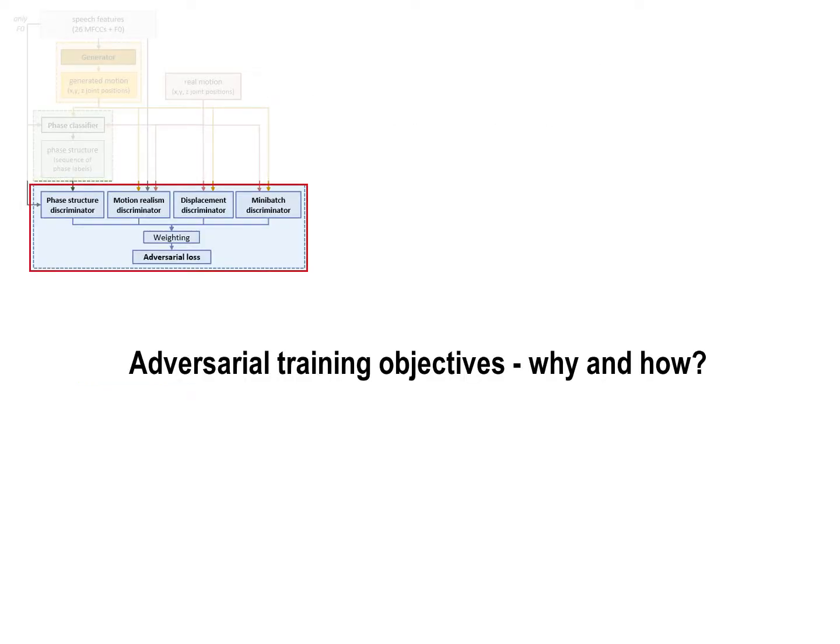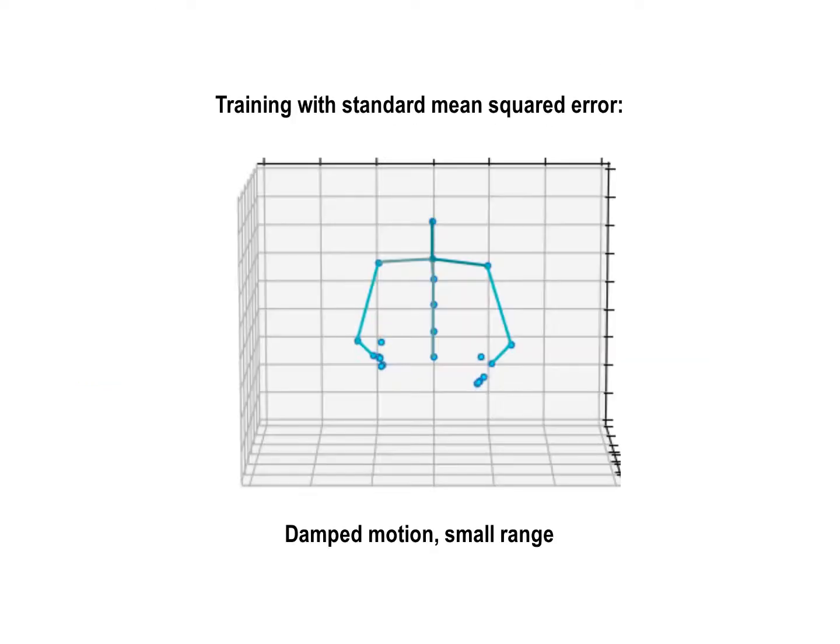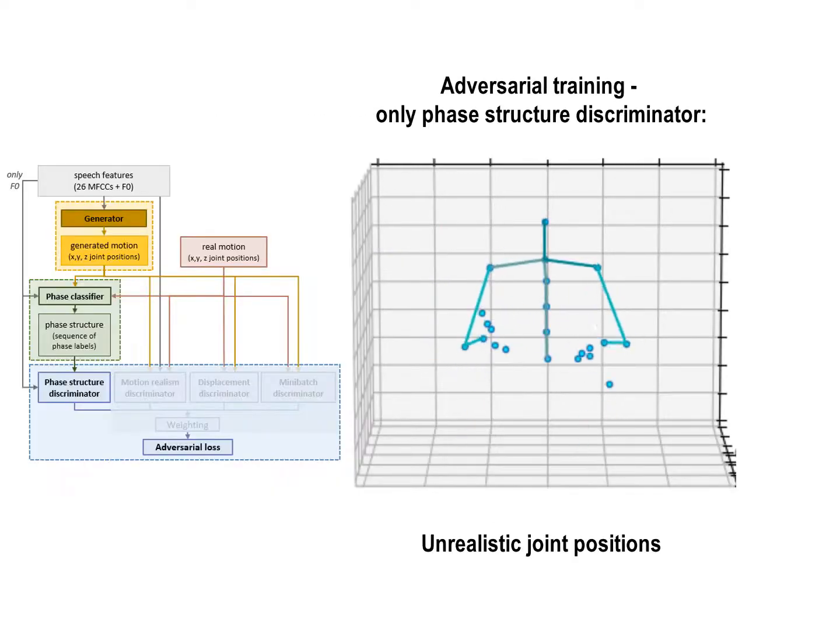All adversarial training objectives fulfill a distinct role. Standard regression training without adversarial objectives often leads to damped and unrealistic motion. We train a discriminator to detect realistic phase structure. However, to produce a realistic phase structure is not enough of a constraint for the generator.